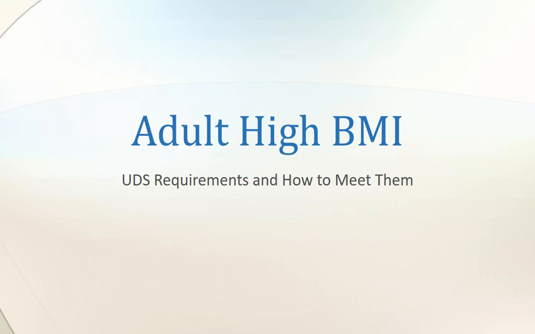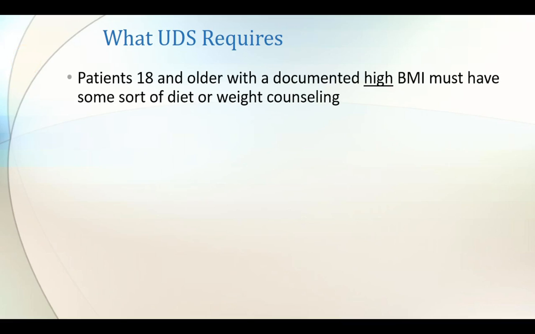Adult BMI, UDS requirements, and how to meet them. What UDS requires: patients 18 and older with a documented high BMI must have some sort of dietary or weight counseling. The measures are 18 to 64. If the BMI is over 24, it's considered high.